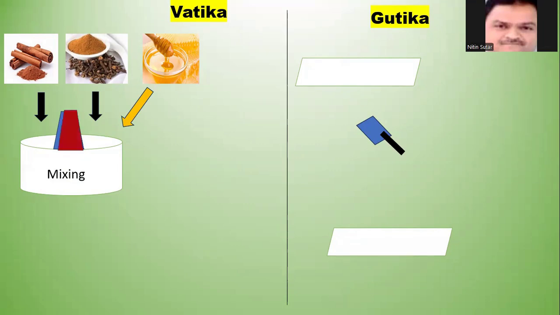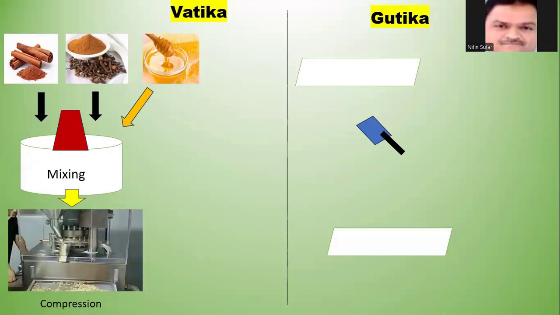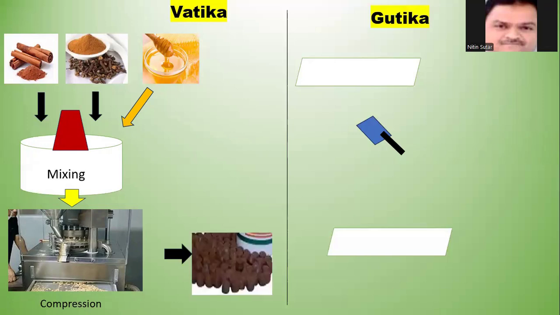So again, mix up that one. Here you are getting lumps. The lumps or mass has to be compressed in a compression machine. You are getting the tablets. So here you are getting the Vatika. Okay. Now let's see another one, Gutika.